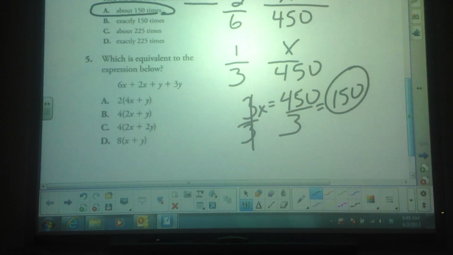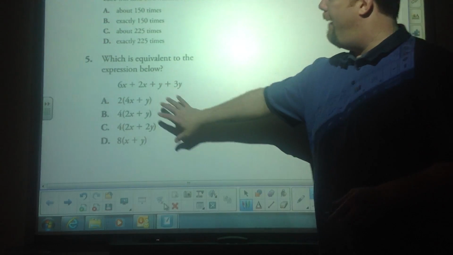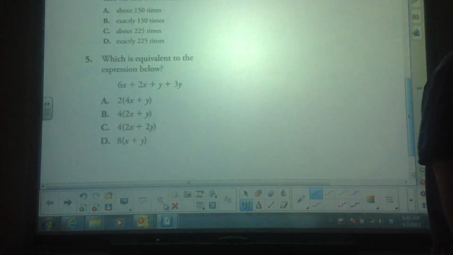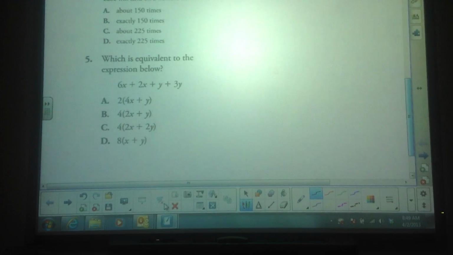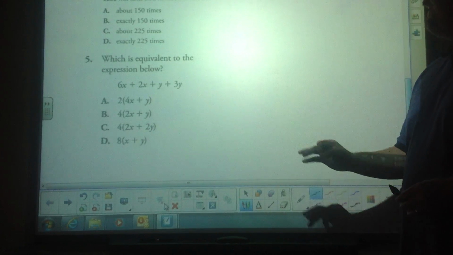Number 5. Which is equivalent? You may see several of these on the CRCT. What happens here? You need to look at the answers first. A problem like this has been simplified and then factored.